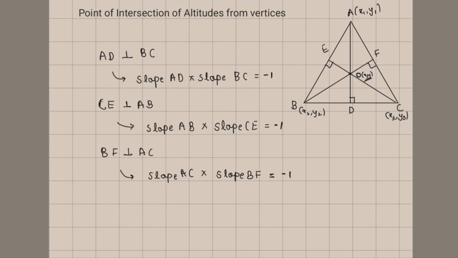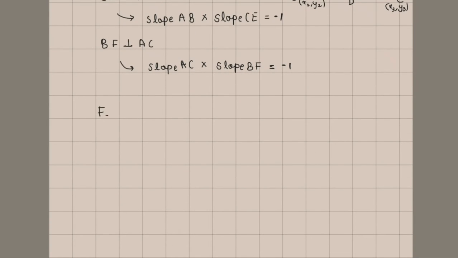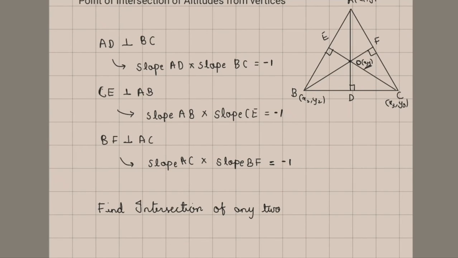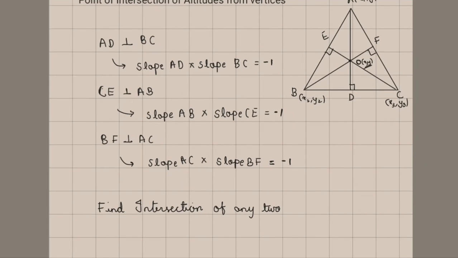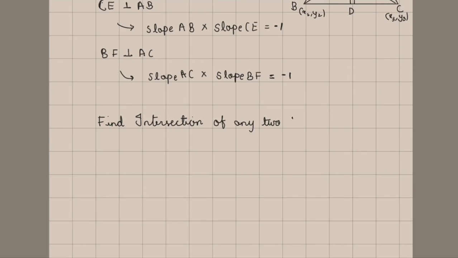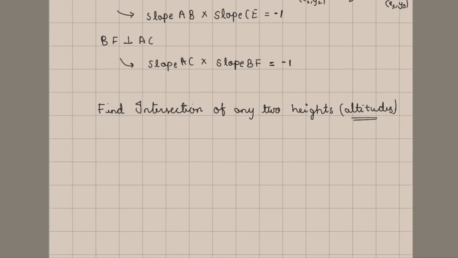You can find the intersection of any two heights. Why? Because even the third height also intersects at the same point, since these three heights are concurrent lines. Find the intersection of any two heights or altitudes. Heights and altitudes are the same, just a different word. So we get the orthocenter. Let's do a small problem.